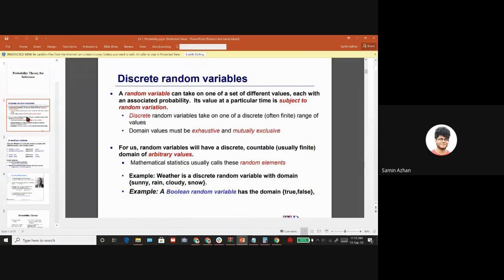So the first thing we need to be familiar with is something called discrete random variables. A random variable can have a set of different values. For example, a random variable can be weather with the values sunny, rain, cloudy, snow. Similarly, it can be a Boolean random variable containing the values true and false.